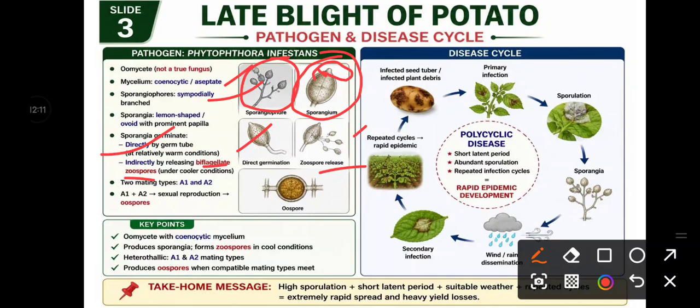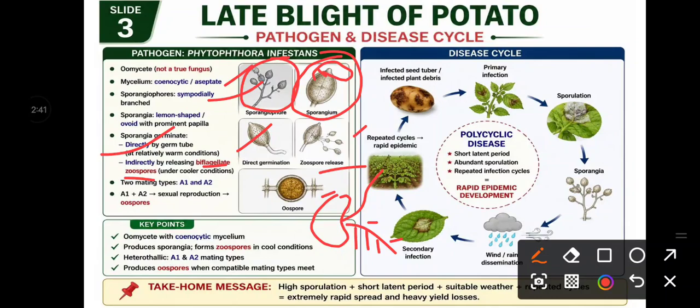The typical zoospores are actually kidney shaped, and two types of flagella are there. One is tinsel type and one is whiplash type. Remember this. So this pathogen Phytophthora infestans produces biflagellated zoospore that is kidney shaped. One tinsel and another whiplash. Whiplash is posterior and the tinsel is the anterior one.